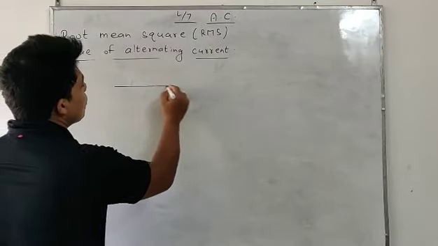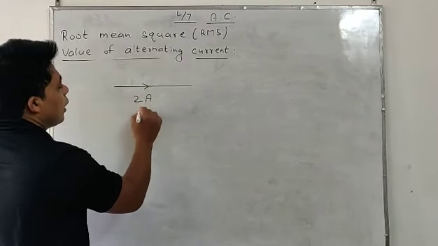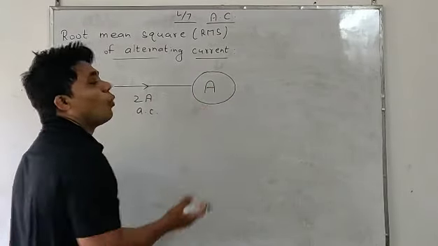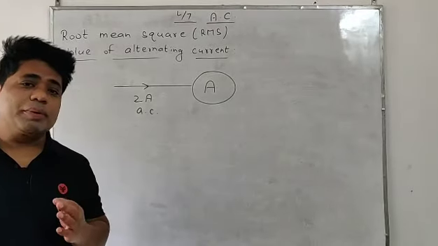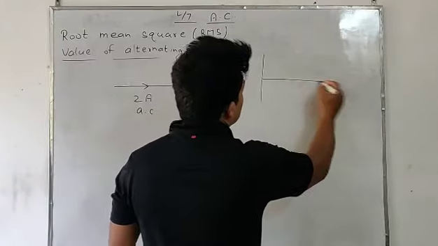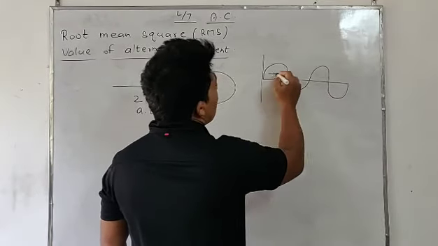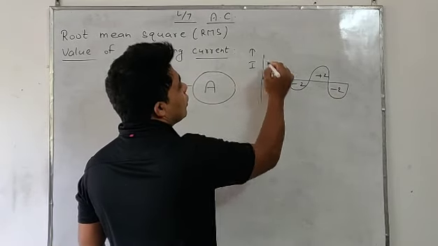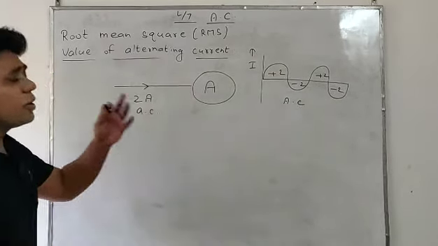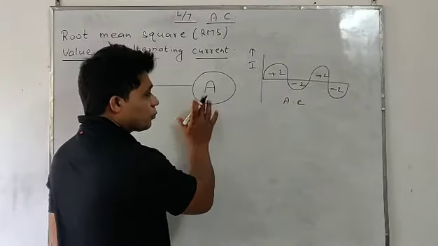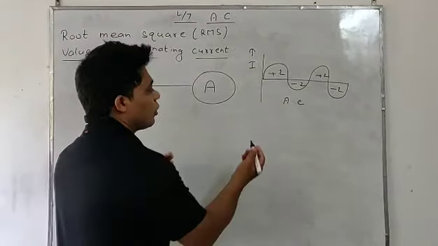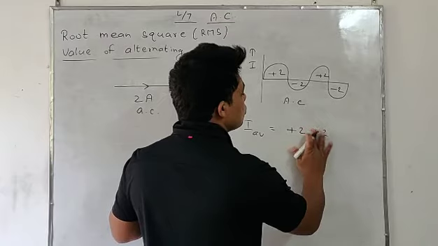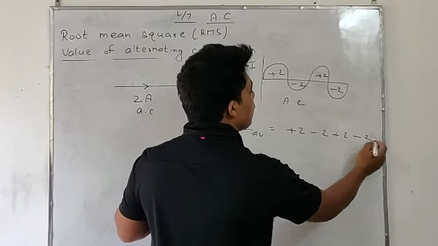Suppose we have 2 ampere alternating current in a wire. When you measure it with an ordinary ammeter, what will happen? Actually, an ordinary ammeter measures the average value. Look, friends: plus 2, minus 2, plus 2, minus 2. This is the alternating current. So an ordinary ammeter measures the average value like this.